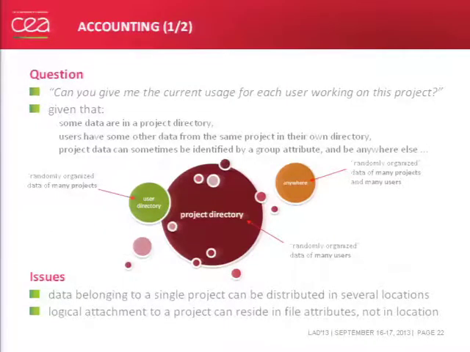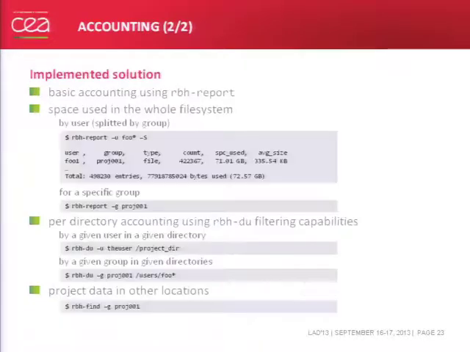Also, Robinhood can be used for accounting. For instance, if you want to get the current usage of each user working on the same project, given that some data of this project is in a specific directory, but users also have some data from the same project in their own directory, and project data can sometimes be identified by a group attribute or any other tag, and be anywhere else in the file system. You can use Robinhood for that.